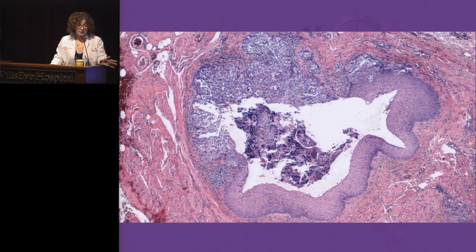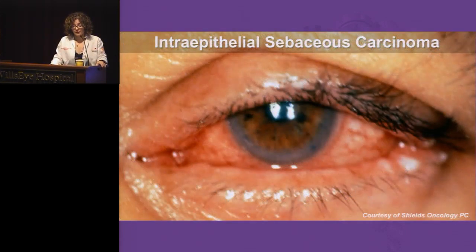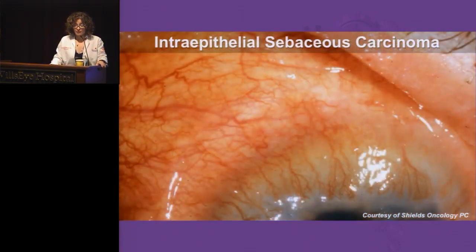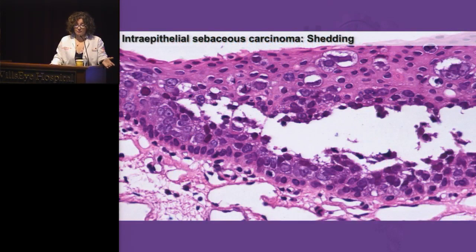And it can also shed into the lacrimal system. Here you see tumor involving lacrimal canaliculus, and you can see how this potentially can recur if it involves lacrimal drainage system. So this intraepithelial spread by sebaceous carcinoma is very well recognized, and it leads to the pattern of map biopsies.